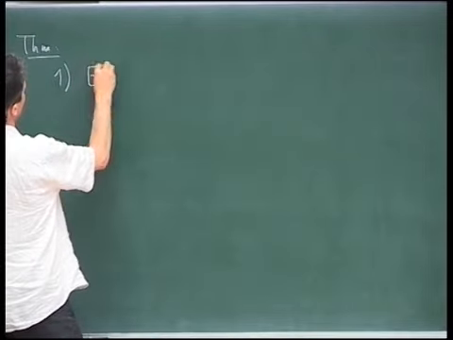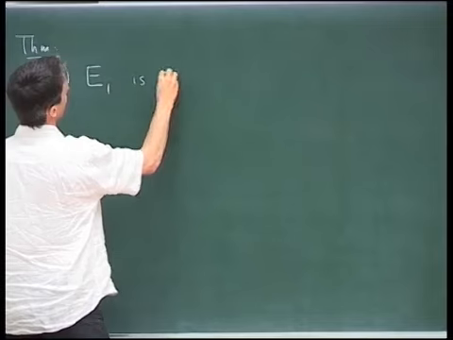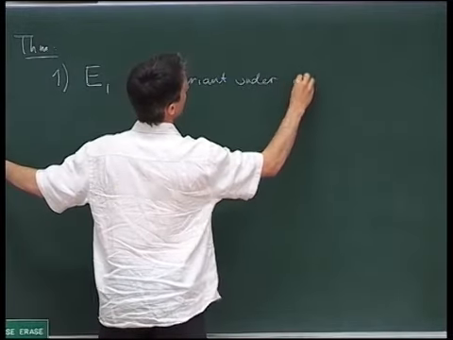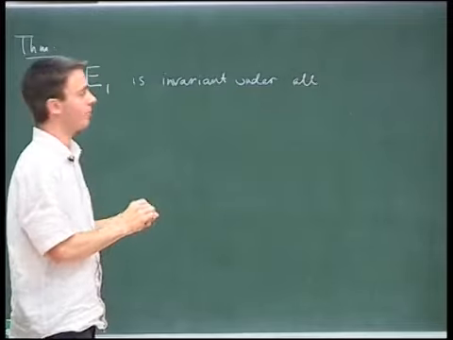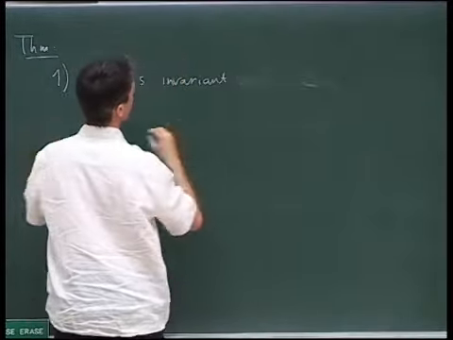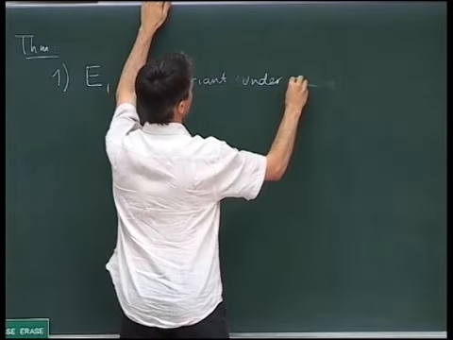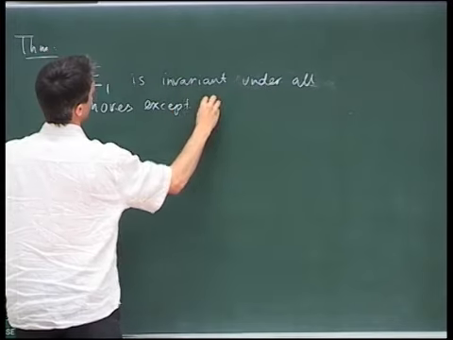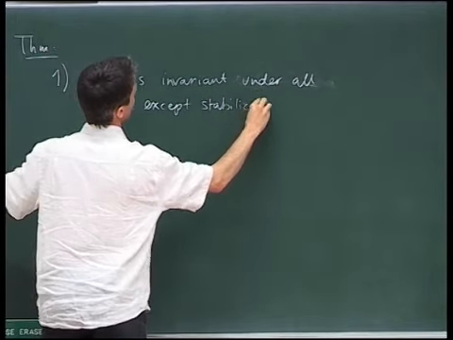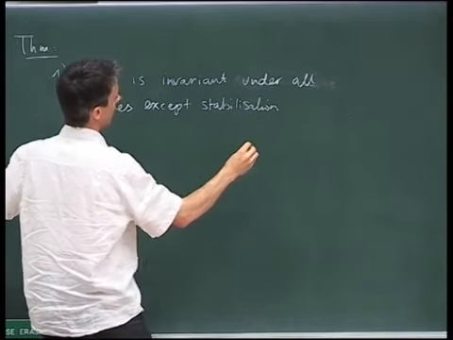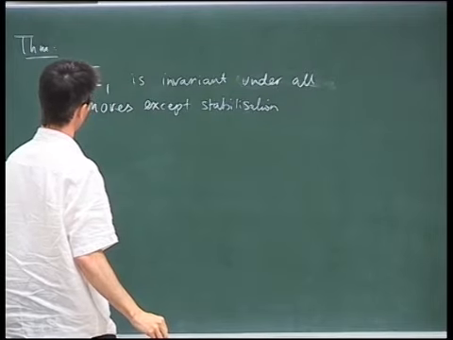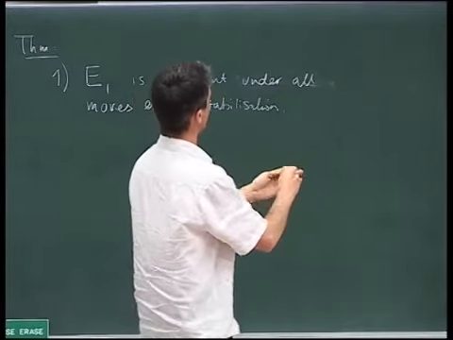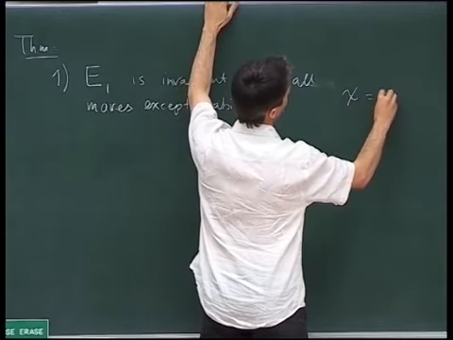And at E1, E1 is almost a non-invariant, but not quite, it is invariant under all moves except stabilization. I'm becoming an American. So I'll explain later what stabilization means. And also, using that theorem, one can show that the Euler characteristic is the HOMFLY polynomial.